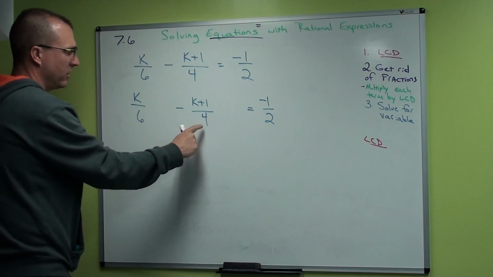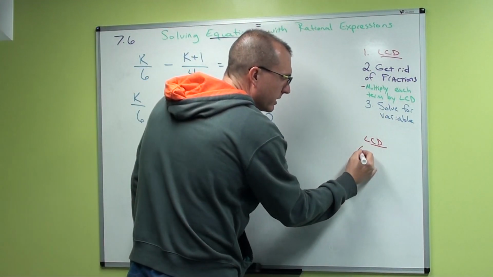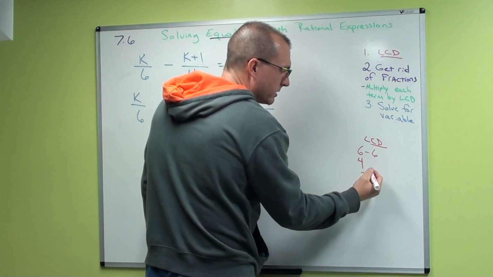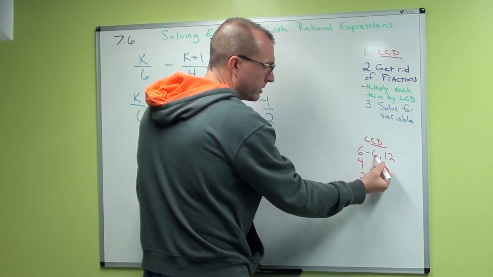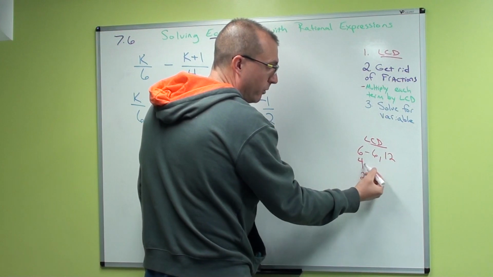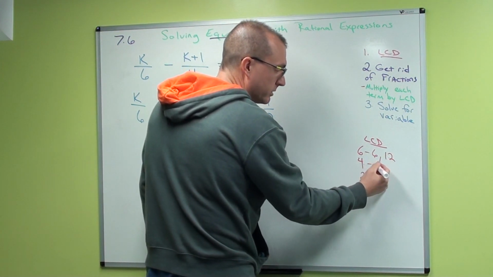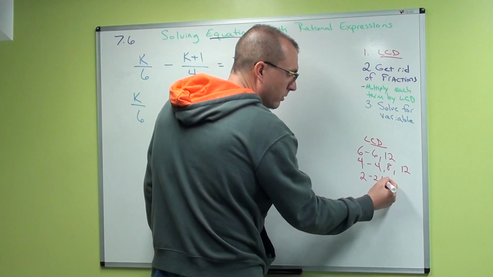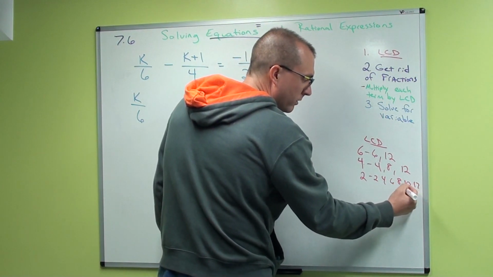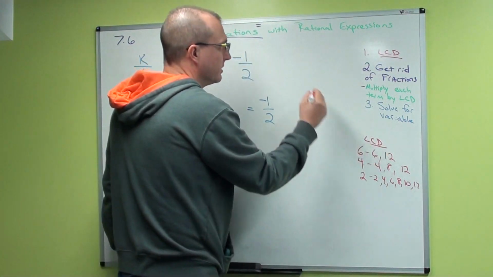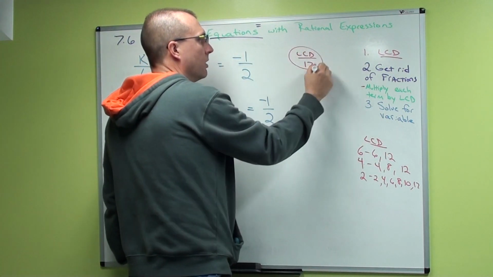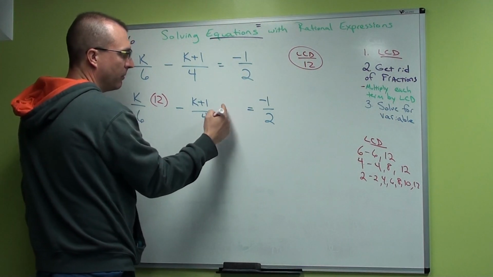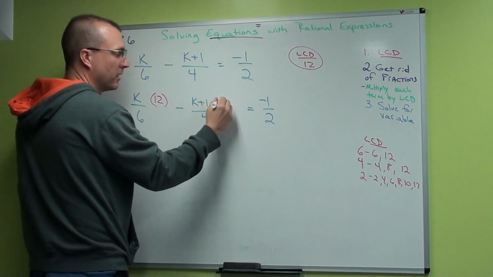Alright, so now we go. Least common denominator. We have a 6, a 4, and a 2. So let's do this. 6, 12. I know 4 doesn't go into 6, but 4 goes into 12. And if 4 goes into 12, that means 2 will go into 12. If you didn't see that, you would have written 2, 4, 6, 8, 10, 12. So our least common denominator here is 12. So now we're going to write that in here. 12 times 12. I'm going to leave it here for now.